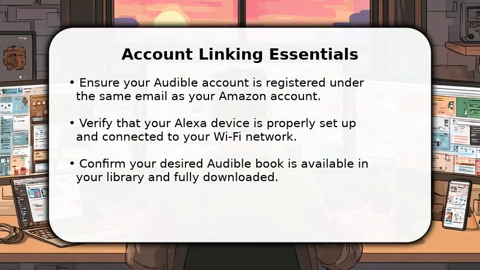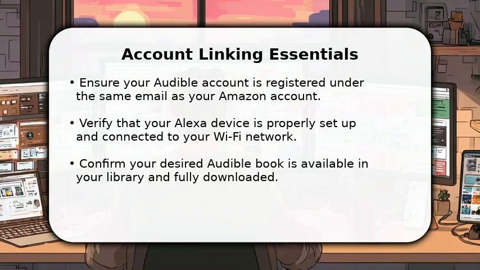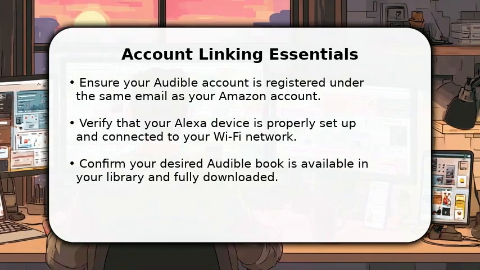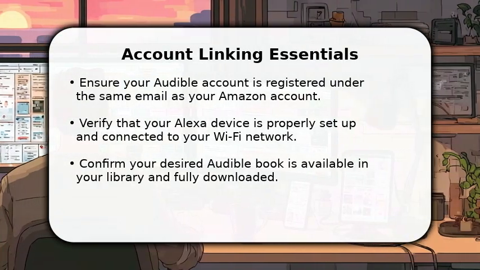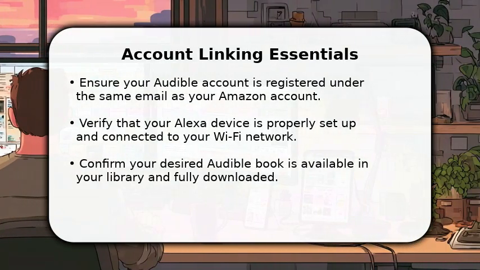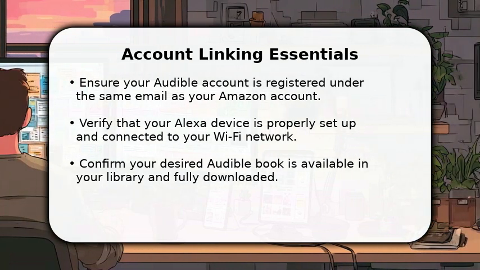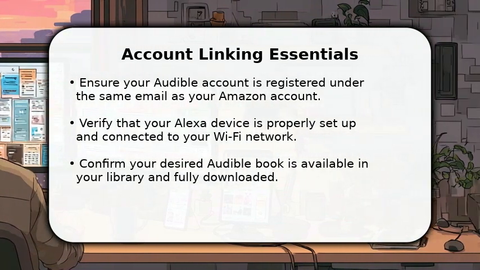Then, open your Alexa app on your smartphone or tablet and navigate to the settings. From there, confirm your Audible account is successfully connected under the Music and Podcasts section. This essential step ensures Alexa can access your entire library.